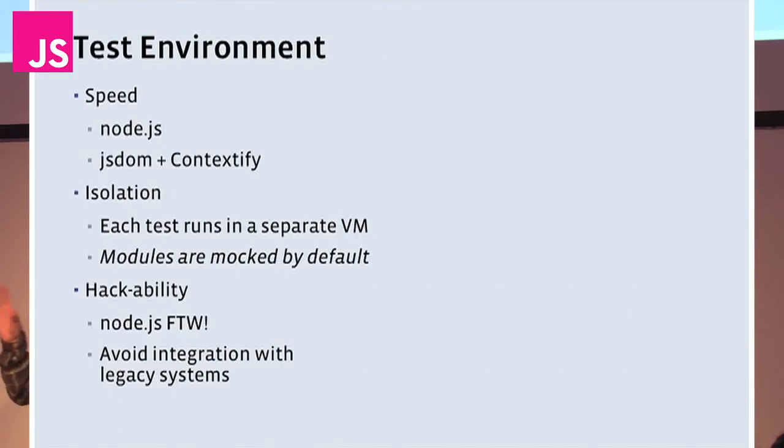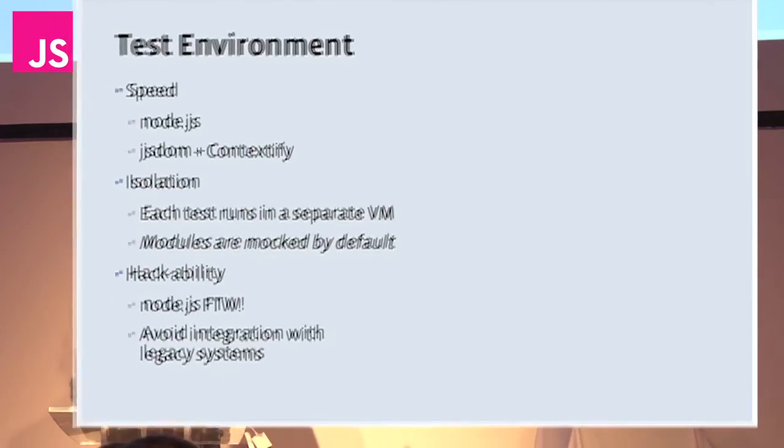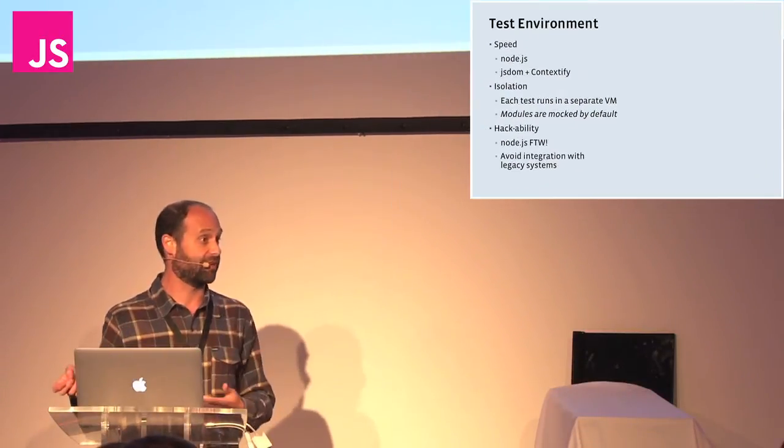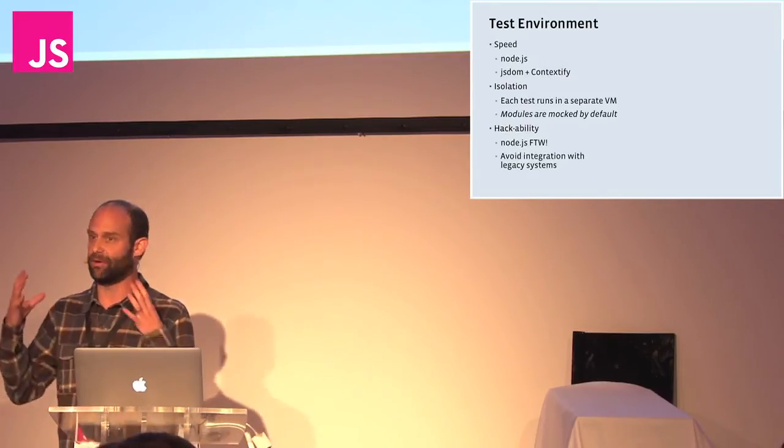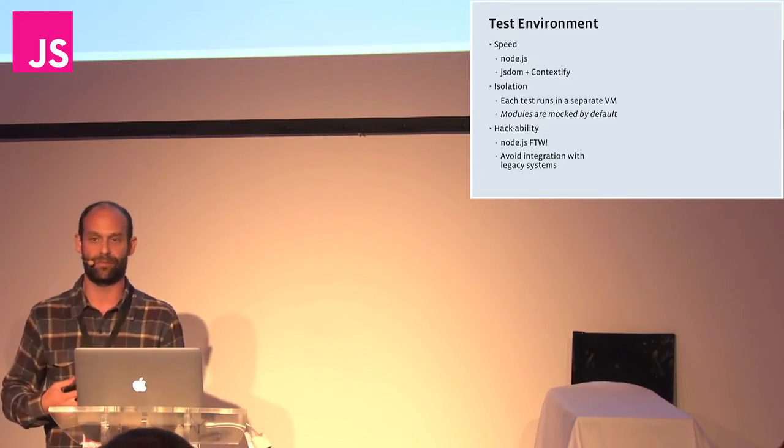So the test environment is written in Node.js, and that alone gives us a lot of speed benefits. Before we start, we actually have to scan all the JavaScript files. It's really easy to do that in parallel in Node, so that's great. We also had to integrate JS DOM and Contextify in order to support browser code, and that slows us down. And again, I wish we didn't need Contextify. That I think was a mistake we made.